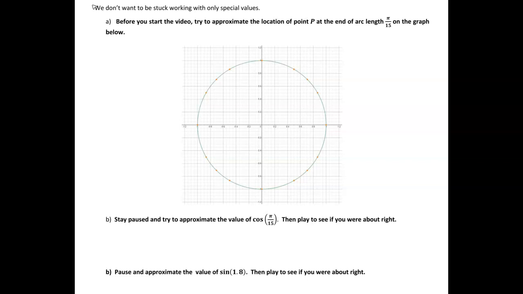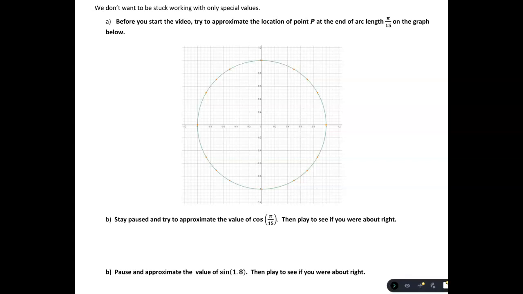So just to get started, pause for a second and try to approximate where the point P would be if it's at the end of an arc length of pi over 15. Okay, so if you've done that, pi over 15, we could either do this by getting an approximation on a calculator, or we could just say, well, we know that this is pi over 6 right here.